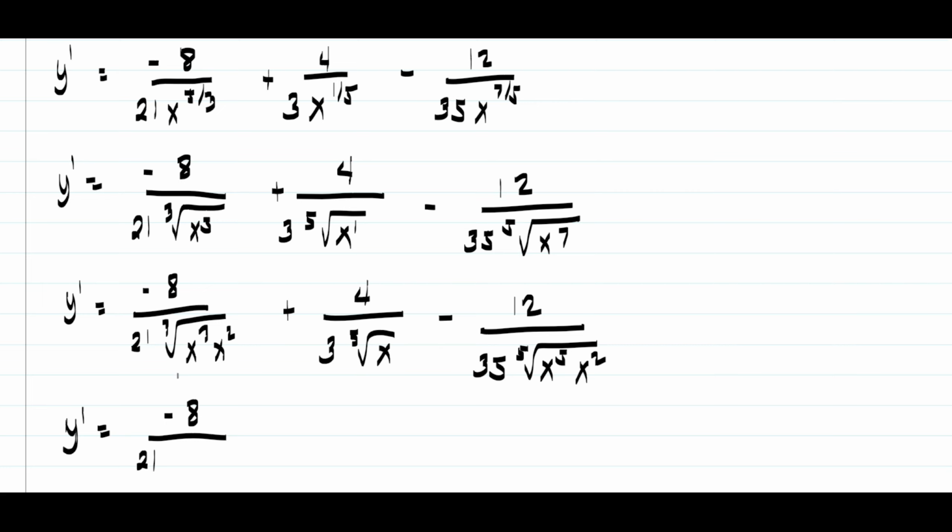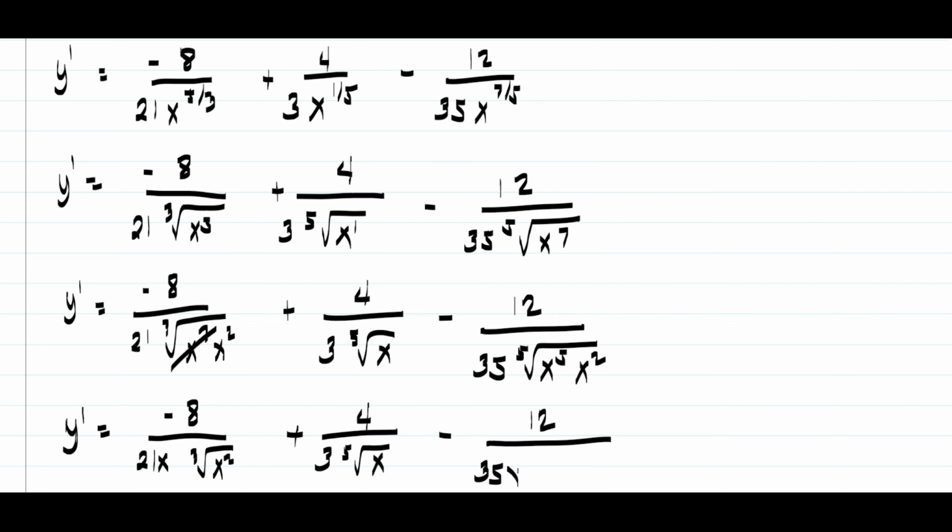And since we only have one x cubed in the radical sign, we are going to get this one, and that is x, and then cube root of x squared plus 4 over 3 fifth root of x minus 12 over 35. We only have x raised to 5, whose index is 5. So we are going to have x and then fifth root of x squared. So therefore, this will be the derivative of the given function.